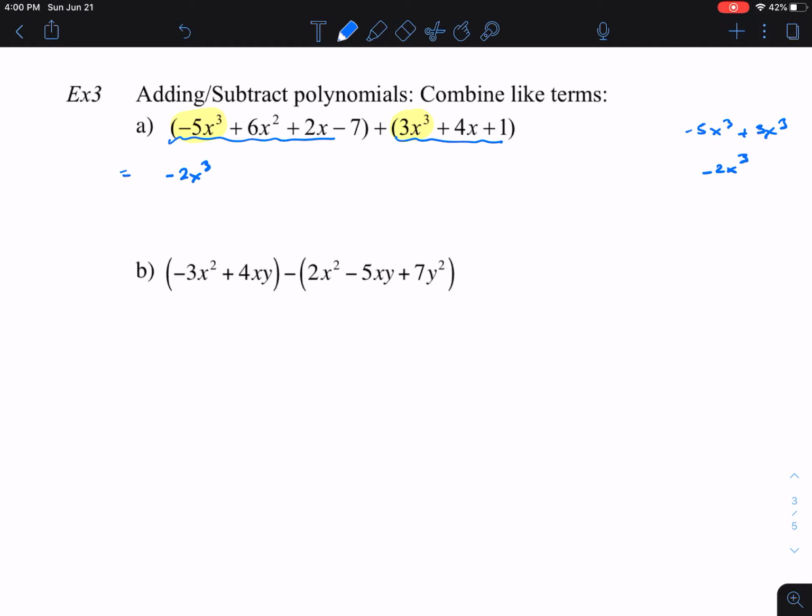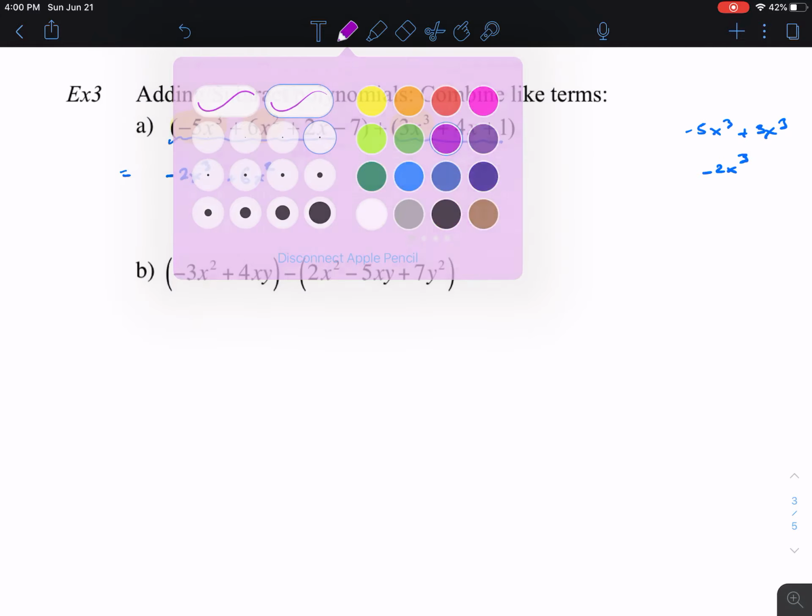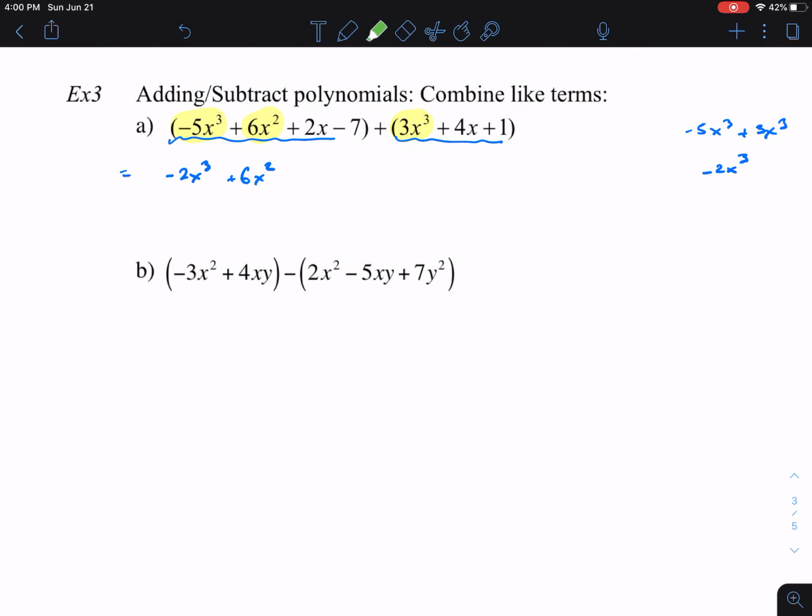Okay, and then next we have 6x squared, but there's no other x squared term, so we're just going to leave it as it is. There are no other terms to combine it with. The next term is 2x, which combines with 4x, so that's 6x, right? And then after that we have minus 7 and plus 1. Minus 7 plus 1 becomes negative 6, right? So that's the sum of these two polynomials.